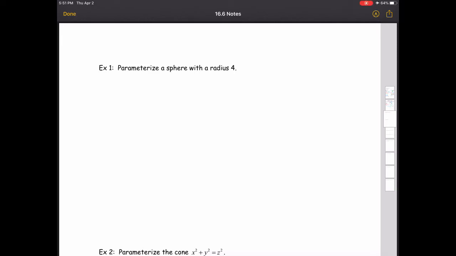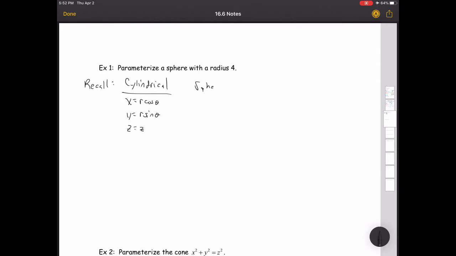All right, for our first example here, we're going to parameterize a sphere with radius of 4. So before we actually go to the parameterization, let's just write down a couple of things that we need to recall. We're going to recall our conversions in cylindrical coordinates. Remember that x is r cosine theta, y is r sine theta, and z is still just z.